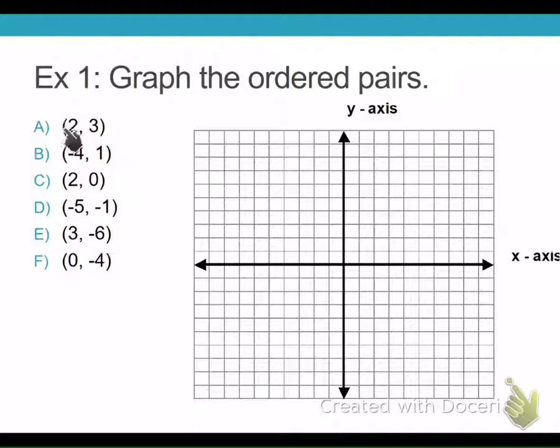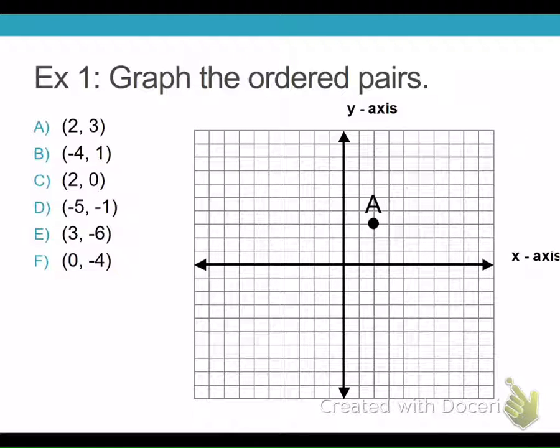Okay, so we always start at the origin. First number tells you what you're doing left to right. Second number tells you what you're doing up or down. So I'm going to go right 2, 1, 2. I'm going to go up 3, 1, 2, 3. You're going to put a point. You're going to label that point with a capital A.